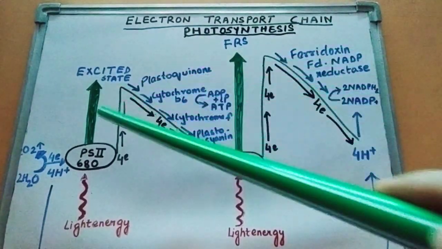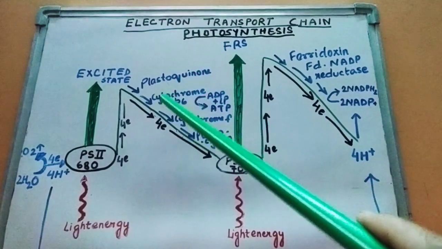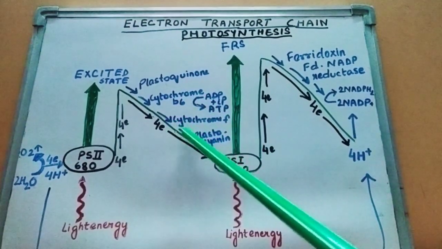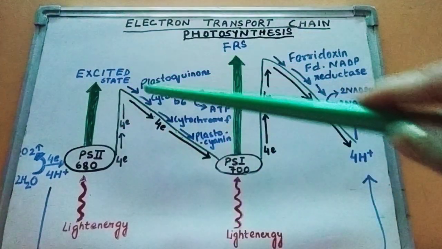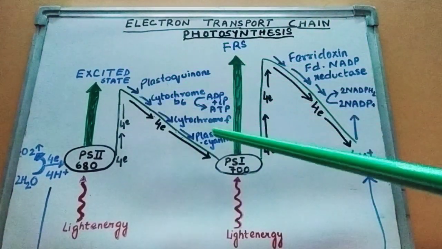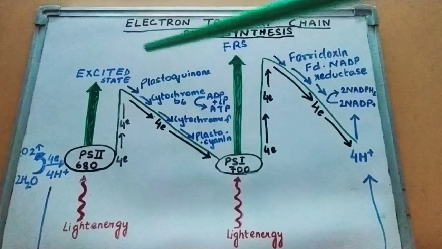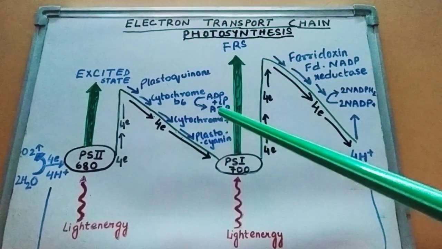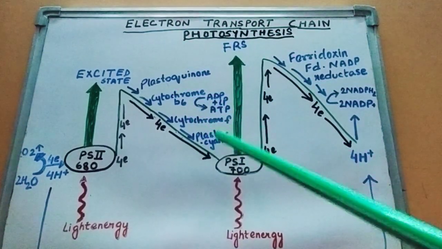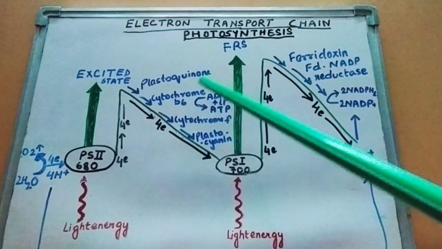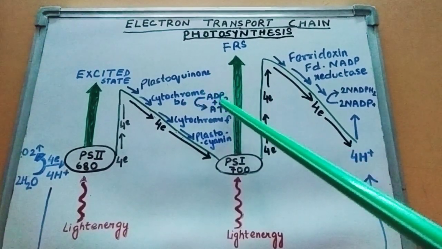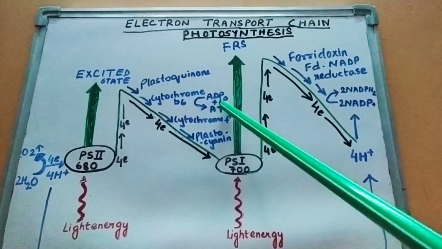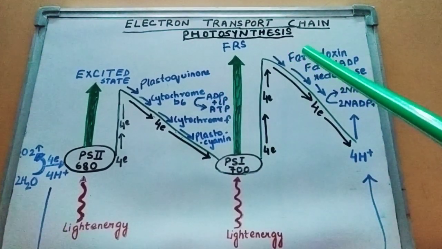So what are they? They are plastoquinone, cytochrome B6, cytochrome F, and plastocyanin. Ultimately, the electron passes to PS1. In the process of passing of the electron via these electron carriers, there is synthesis of ATP, that is from ADP by addition of inorganic phosphate.